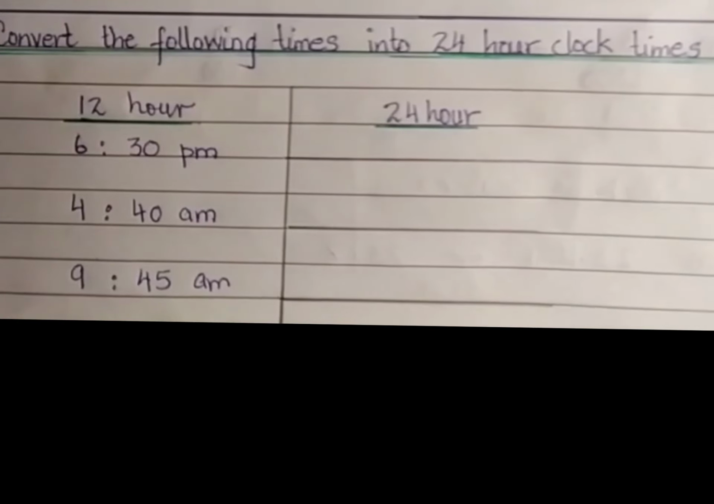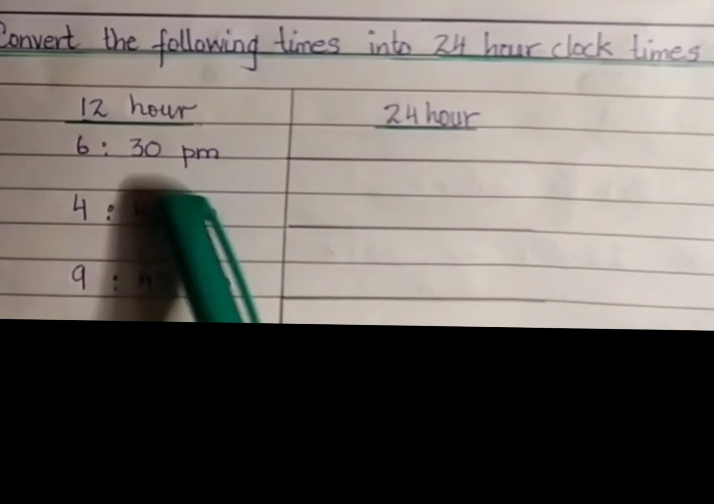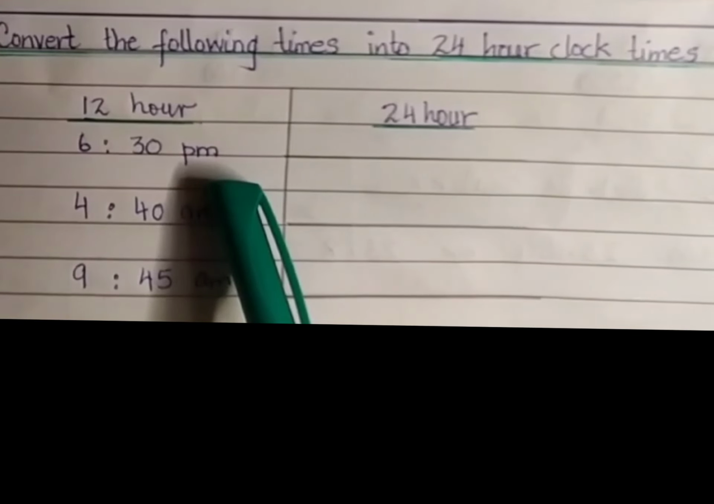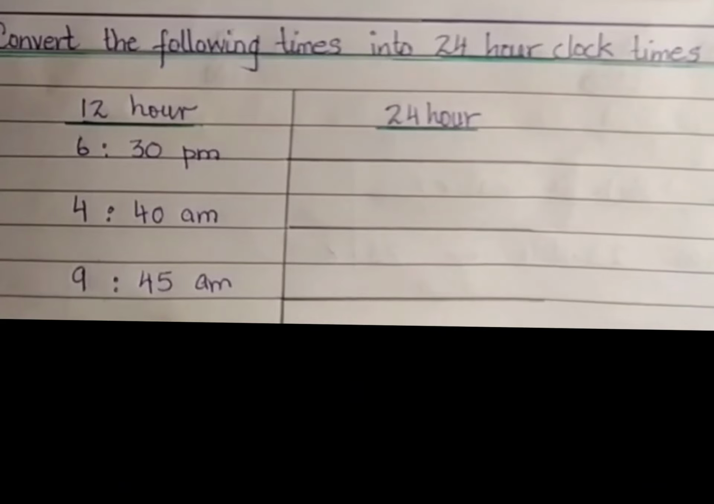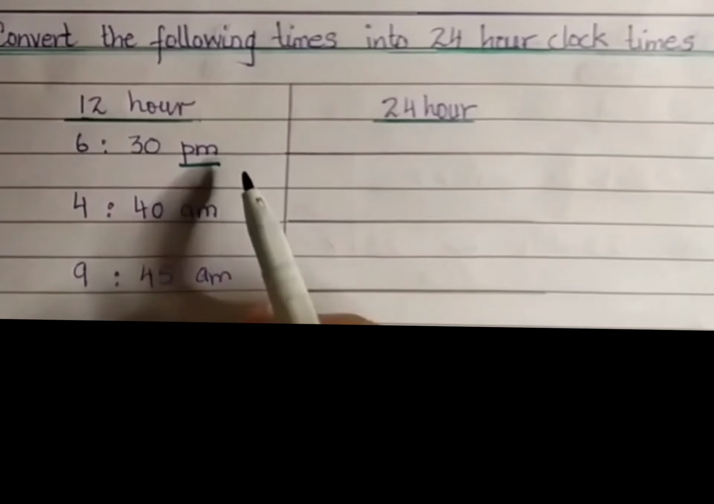Alright, moving ahead with question number 2. Convert the following times into 24-hour clock times. Alright, 6:30 p.m. p.m. is evening, right? So when the clock moves to noon, 12 o'clock, it then turns into p.m. 12 hours of your daytime is over. So the minute you come to 12:01, it becomes your p.m. So it's 6:30 p.m. in the evening time.